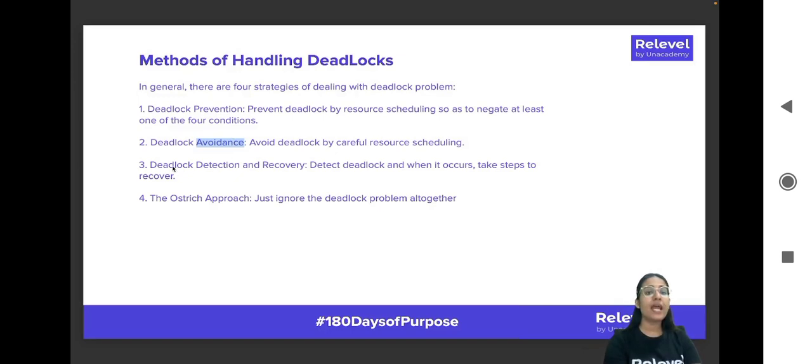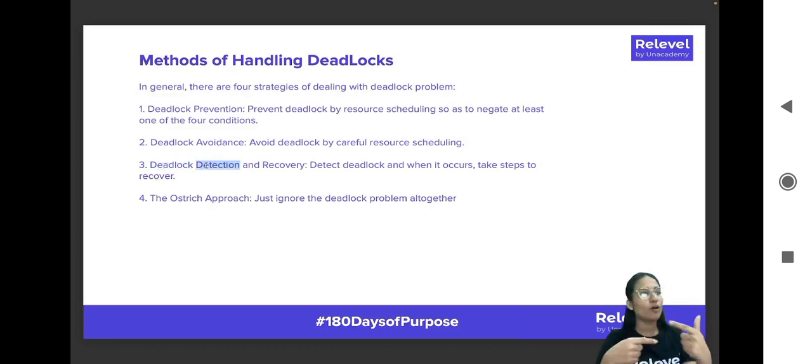And the third one is deadlock detection and recovery. In this situation, you let the processes actually go into the deadlock situation, and then the system periodically checks whether a deadlock has happened or not. So the first part is to detect the deadlock.